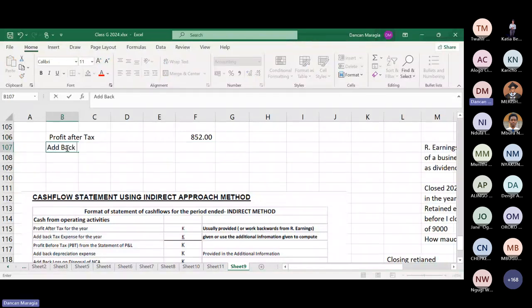Add back tax expense. Remember, the tax expense is not necessarily what you pay. Hope by now you understand the expense and what you pay could be totally two different things. Your rent expense could be 1 million, but what you have paid is only 400. But what we are adding back is not what you have paid. It's the tax expense because of the accrual, using the additional information given to compute.